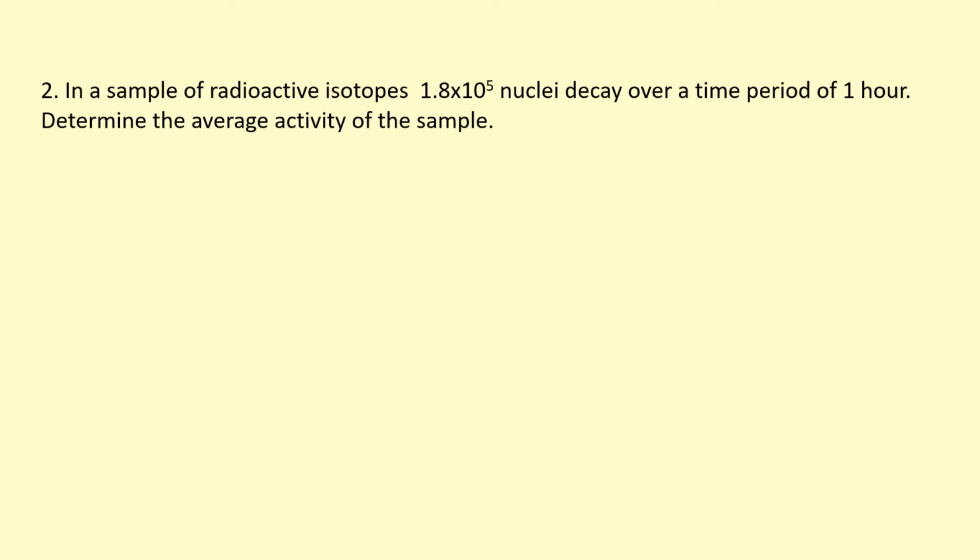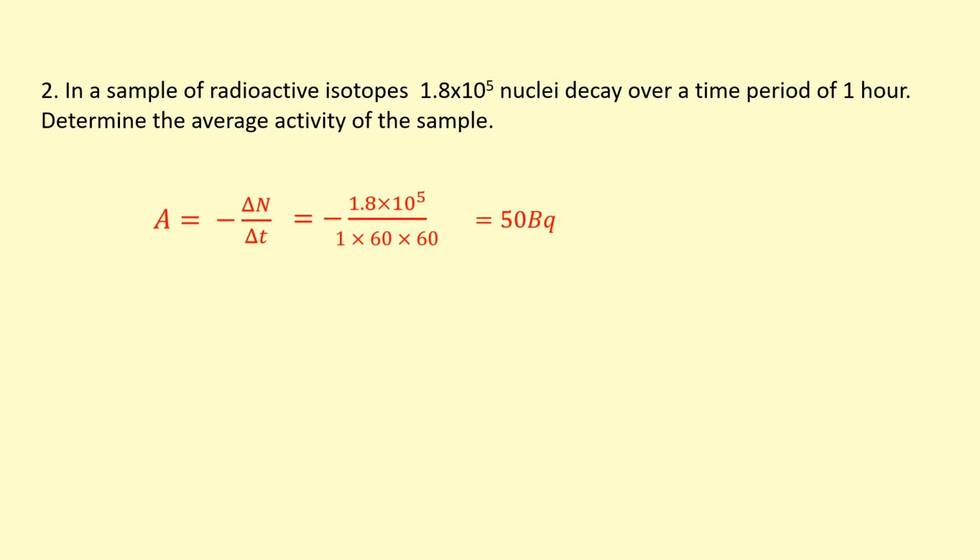Okay, so activity is the number of disintegrations per unit time, or basically the change in the number of nuclei over time. In this case, the number of nuclei decreased by 1.8 times 10^5, and that happened over 1 hour, which we had to turn into seconds because we want our answers in becquerels. We get 50 becquerels, basically 50 disintegrations per second.